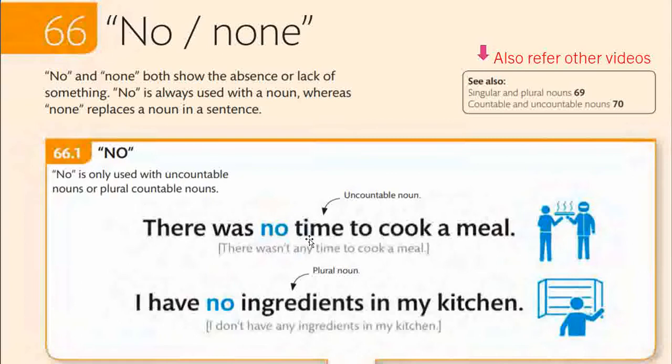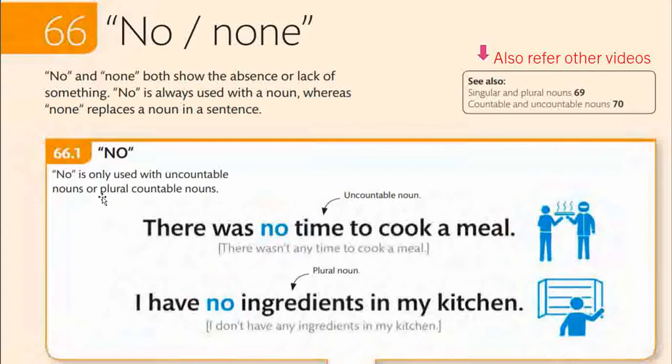There was no time to cook a meal. Now the word no is used before the word time. Time cannot be counted. You cannot say 1, 2, 3, or add s to the word time. So it is uncountable. There wasn't any time to cook a meal. That is the meaning applied over here. So the word no can be substituted with not any.